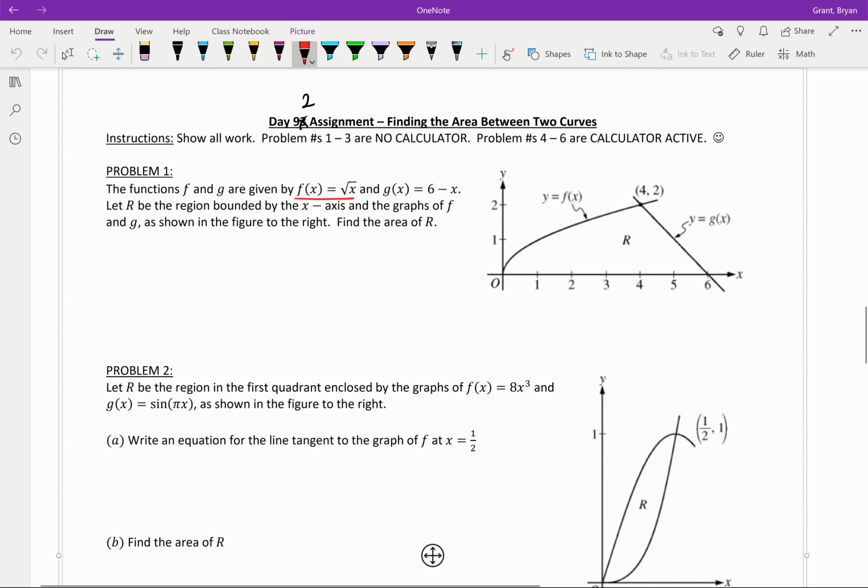We got some colors here. You'll notice the first 3 problems are no calculator. The last 3 are calculator active, so make sure you have a calculator out for the last 3. I'm just going to color code these quickly.